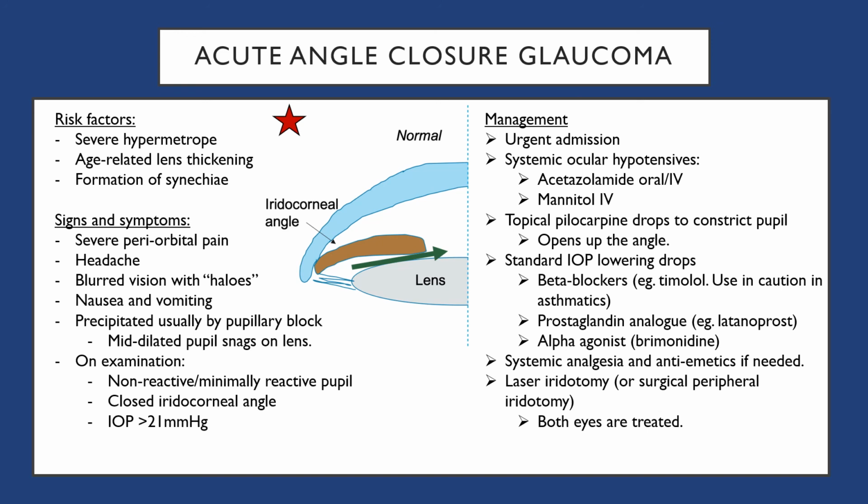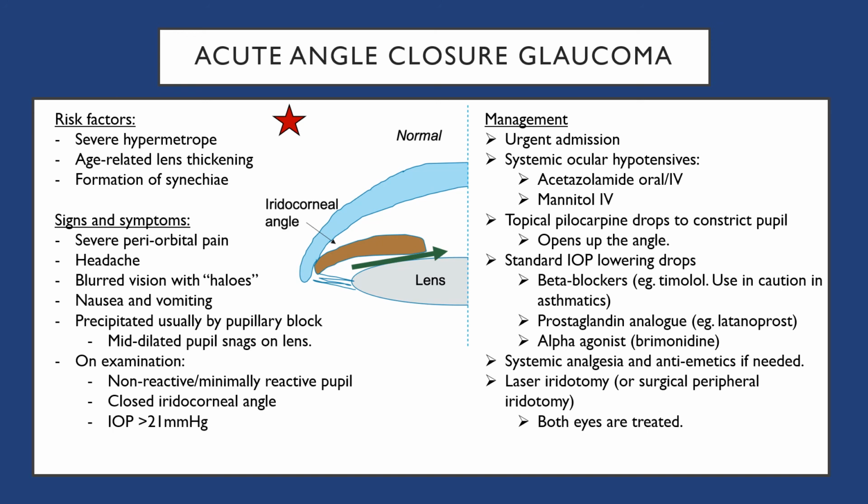So if dilating the pupil started off the glaucoma, it makes sense that if you constrict it, as your iris moves back towards the midline, your iridocorneal angle starts to open back up again and you get drainage of the aqueous humour. You can also use standard intraocular pressure lowering drops. So these would include your beta blockers like timolol, your prostaglandin analogues like latanoprost, and alpha agonists. Often these patients will need systemic analgesia and antiemetics as well, because they will be feeling quite unwell in themselves.